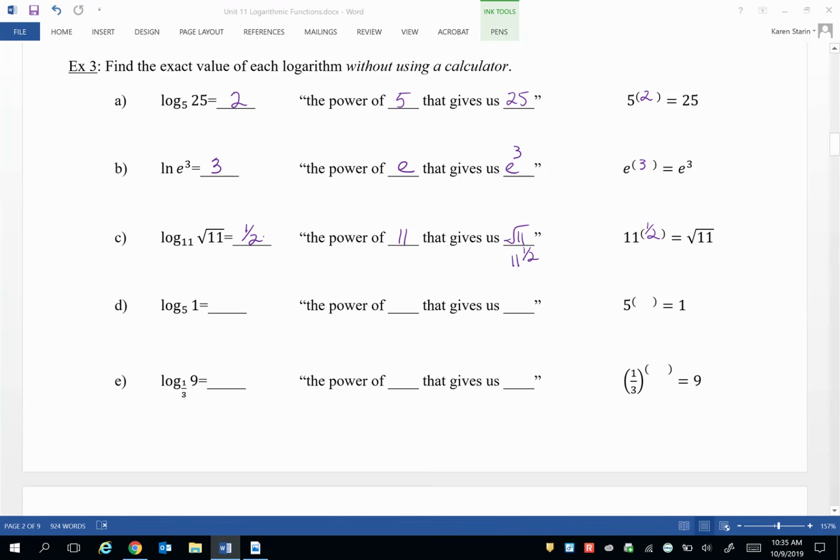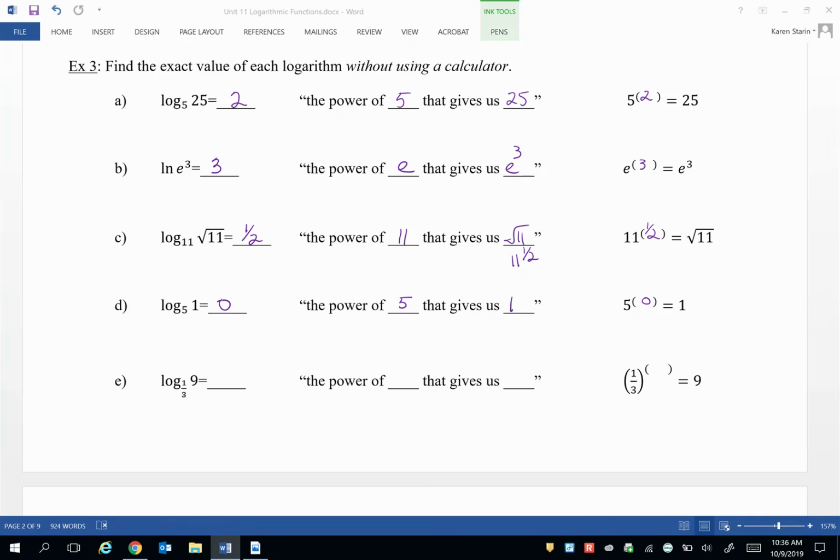Part D, log base 5 of 1. Well, let's think about that in a sentence first as well. What power of 5 gives us 1? Well, we know that anything to the 0 power is 1. So 5 to the 0 power is 1. So this answer is 0. Log to the base 5 of 1 equals 0.